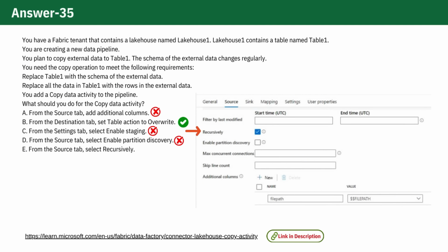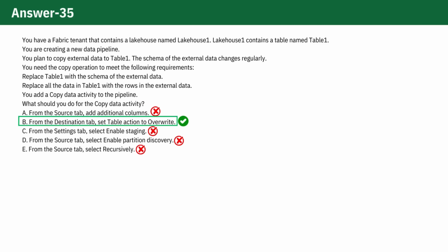Option E. From the Source tab, select Recursively. This is for retrieving data from nested folders in a hierarchical file system and doesn't relate to overwriting a database table's schema or data. Therefore, choosing Overwrite, Option B, ensures your destination table in Lakehouse 1 consistently reflects the latest structure and content from the external data source.